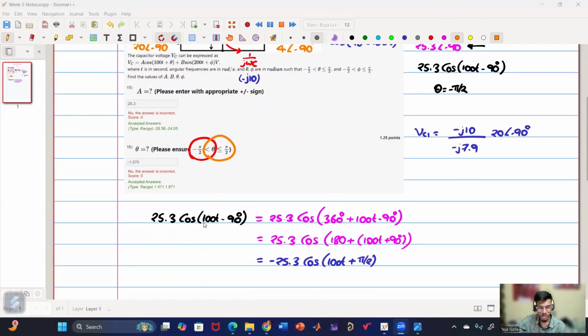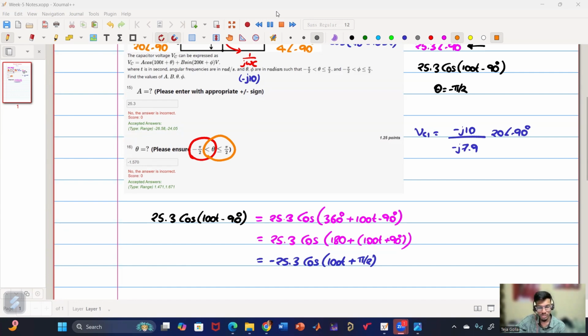So I have used the trigonometric identity, which is cos theta equal to cos of 360 plus theta, and then 360 minus 90 is 270, which I have written as 180 plus 90. So I got this expression where theta is 90 degrees and it is falling within the range. Now my amplitude has become minus 25.3 and theta has become 90, but in his case it was 25.3 and minus 90, so there was a minus sign in the angle, but according to the question there will be a minus sign on the amplitude. So that's the tricky part in the question.